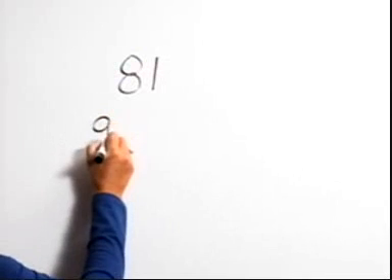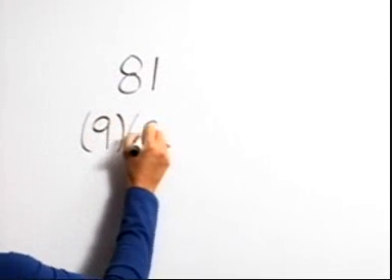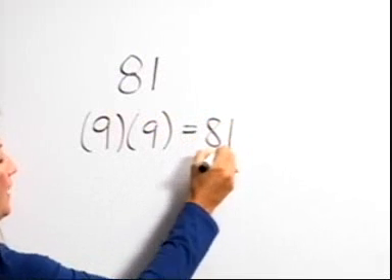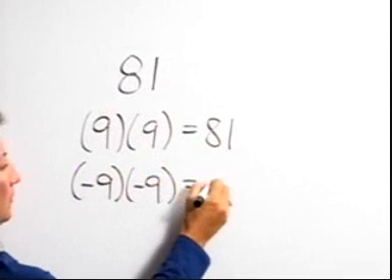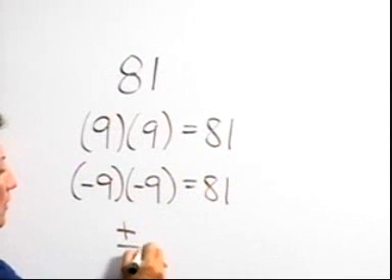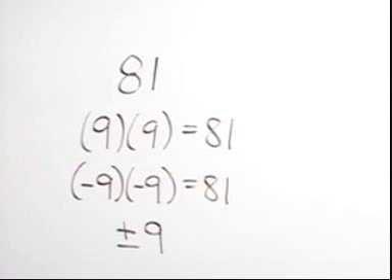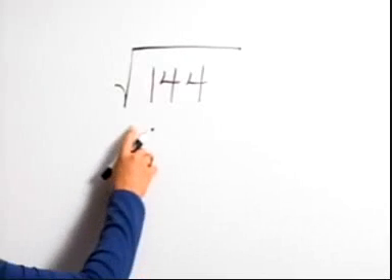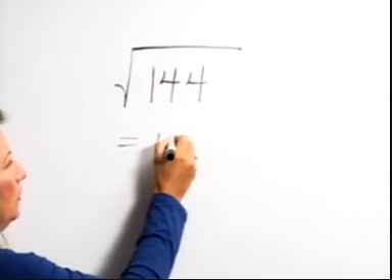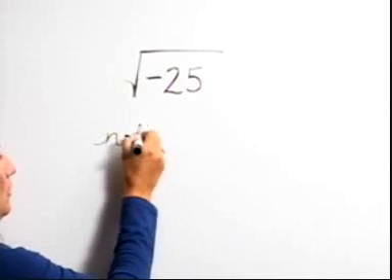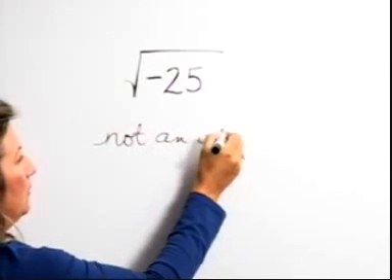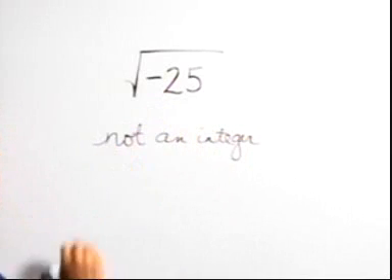Find all square roots of 81. The square roots of 81 are 9, because 9 times 9 is 81, and also negative 9, because negative 9 times negative 9 is 81. So the answer is both the positive and negative 9. We want to find the square root of 144, which equals 12. Find the square root of negative 25. This is not an integer because you can't find the square root of a negative number.